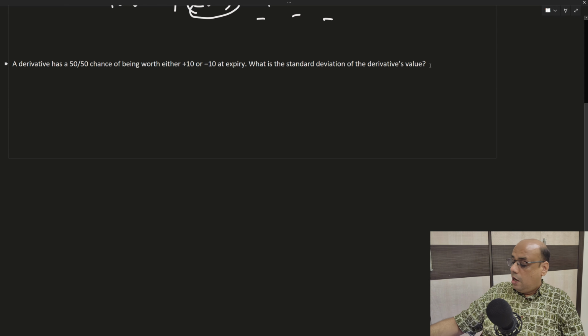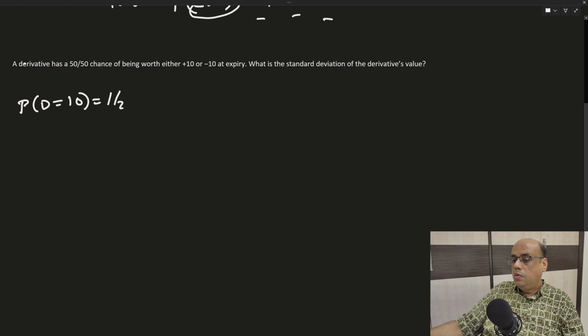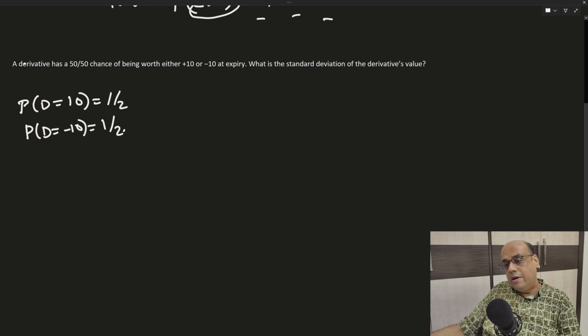We all know that the value of a derivative can fluctuate. So what we have been told is, the probability that D is equal to 10 is 1 by 2. The probability that D is equal to minus 10 is also 1 by 2. So we are asked to calculate the standard deviation.